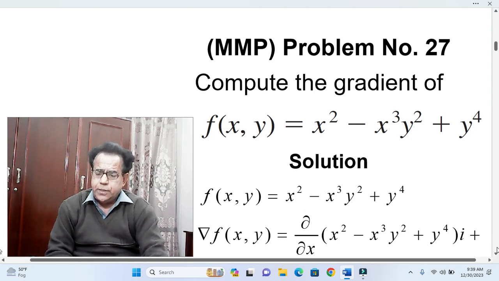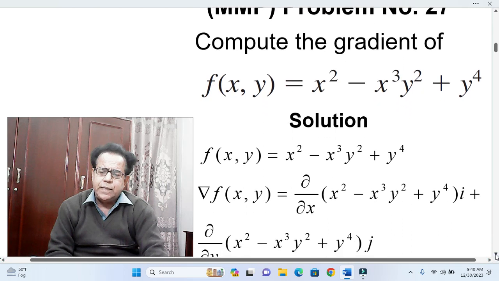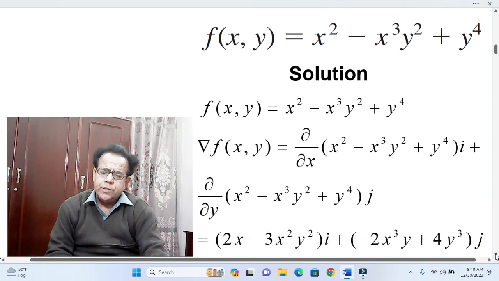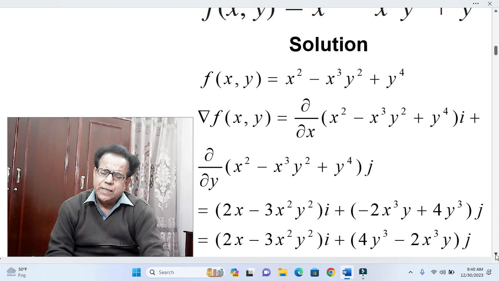Problem number 27, mathematical methods in physics. Problem number 27: compute the gradient of f(x,y) equal to x^2 minus x^3 y^2 plus y raised to the power 4. Solution. Dear students, I do not explain much. Everything is written, everything is given.